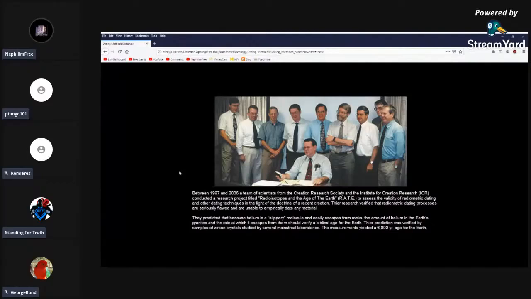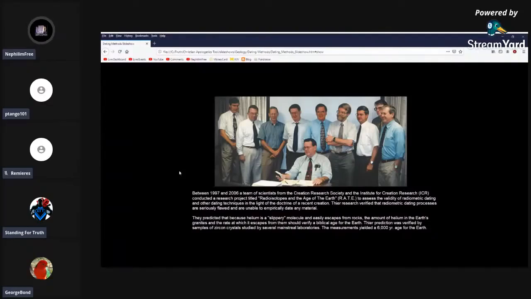of rock, I forgot the name of it. Crystal. The zircon crystals from the granite, which is a very arduous, time consuming process. Took a lot of man hours of work, and they collected these little bitty granules of zircon from the granite, and they sent this collection of zircons to a secular laboratory, and they said, what we want to do is find out how much helium is trapped inside these zircons.